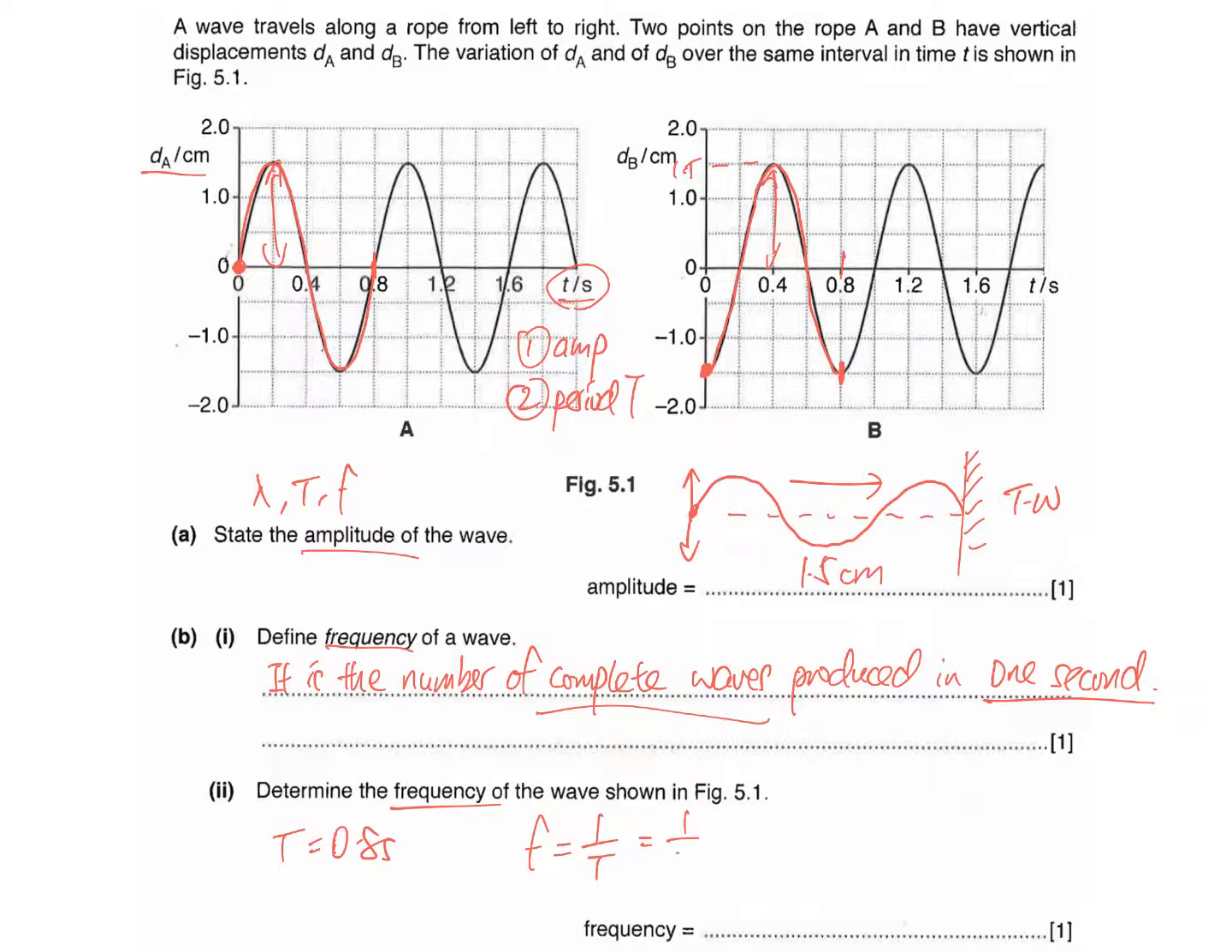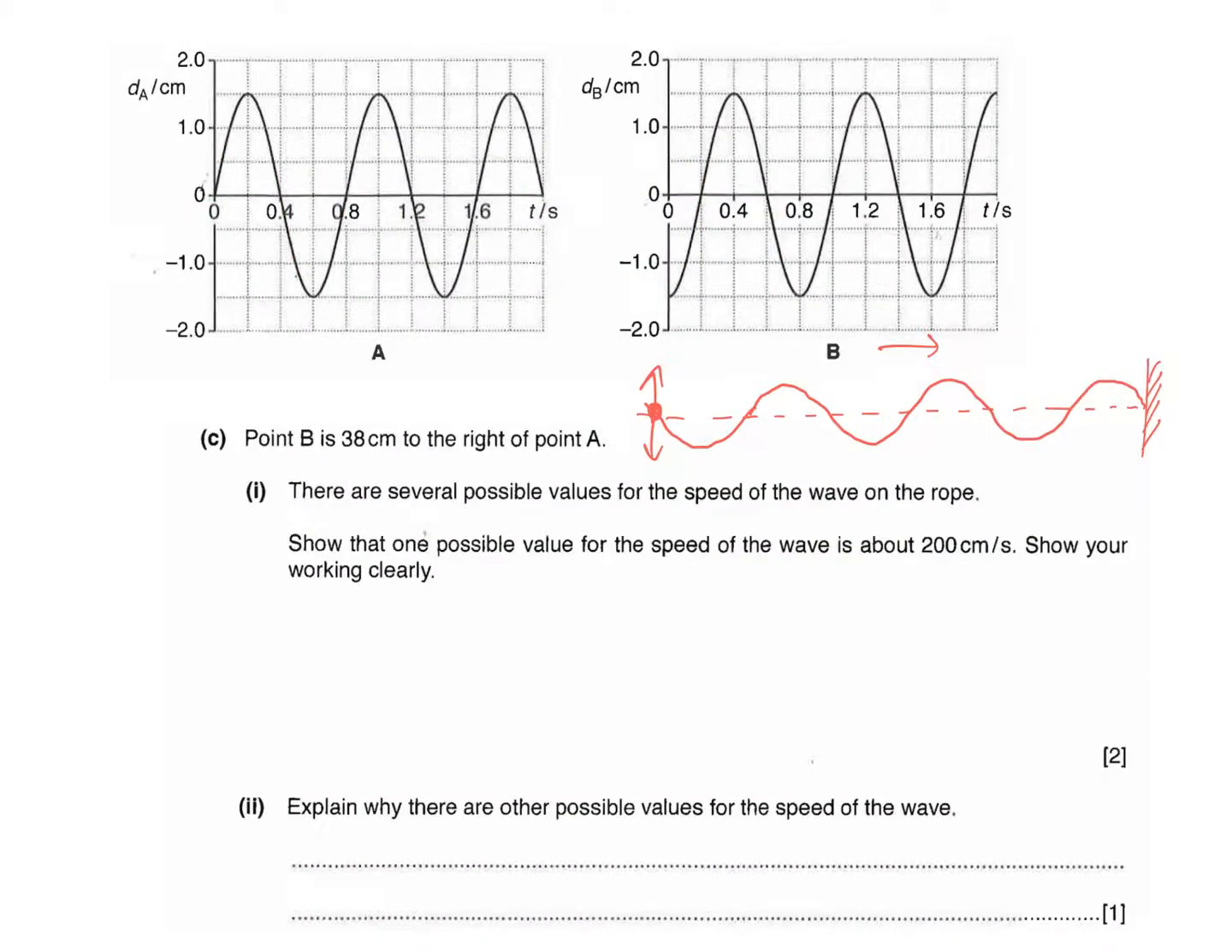So I sub in the value. So I will get 1.25 Hertz, and if you round off to 2 sig fig, it will be 1.3 Hertz. That's how you solve the first part, rather straightforward. To solve C, now you need to know the exact possible position of point A and point B on the wave. That's why the displacement time graphs here are very important.